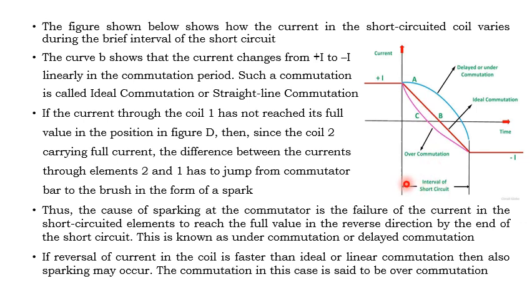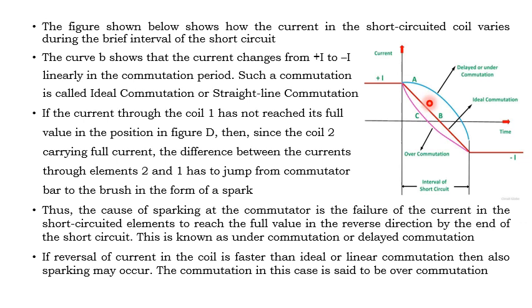Now from here to here, this is the short circuit interval. During this interval of short circuit, the current reversal takes place, and this interval is very small. To that extent, some delayed commutation process takes place, which is called delayed or under commutation. So this curve A shows that it is a delayed or under commutation.